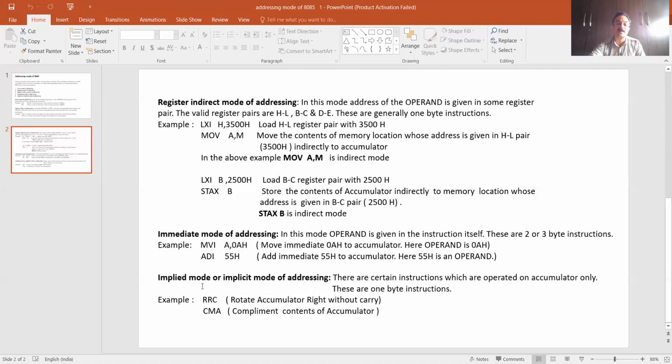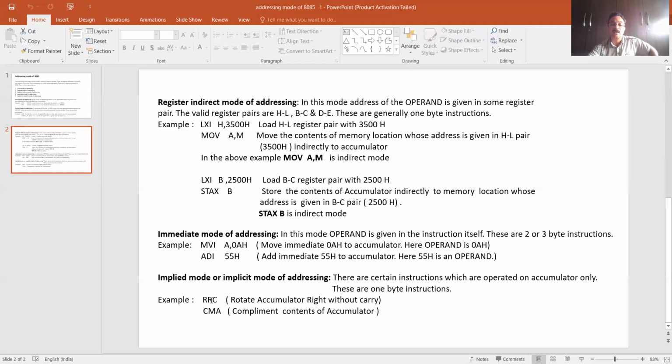And the last addressing mode is implied or implicit mode of addressing. Now there are certain instructions which operate on the accumulator only. It means that in other instructions, data is stored in some memory location or in some register, but there are certain instructions which operate on the accumulator, assuming that the data is stored in the accumulator only. Only the accumulator comes into the picture. And these are all 1 byte instructions.